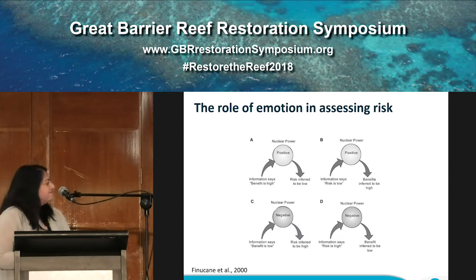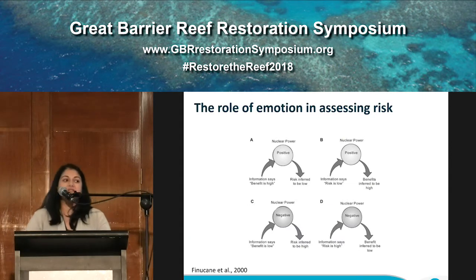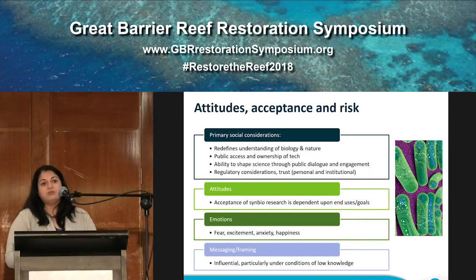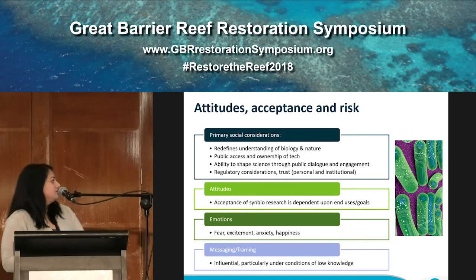In synthetic biology, the acceptance of synbio research tends to be dependent on what the end goal is. So health and conservation applications, for example, tend to be a lot more acceptable than other types of applications. Emotions, as I mentioned earlier, they also play a big role, and that's because we have positive association with positive emotions when we interpret information, and probably less positive if we're anxious or we're a bit fearful of the technology.